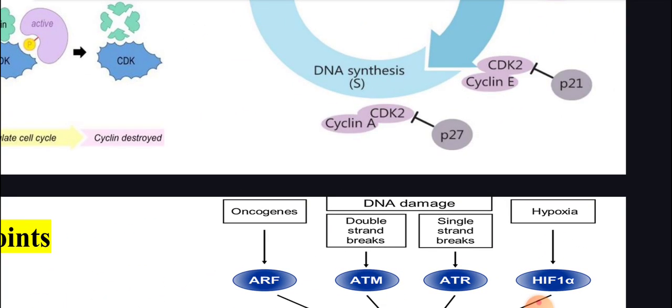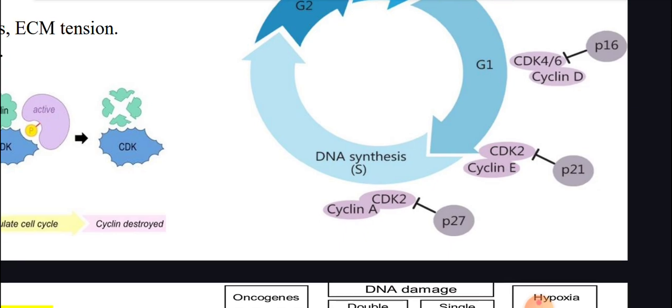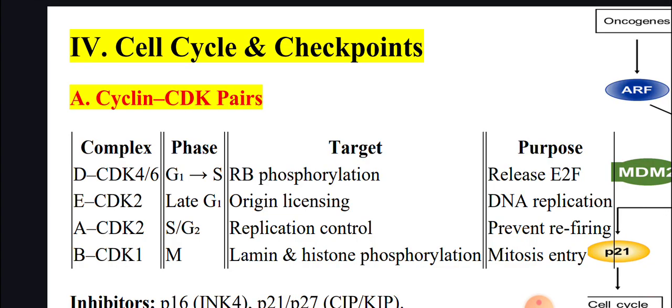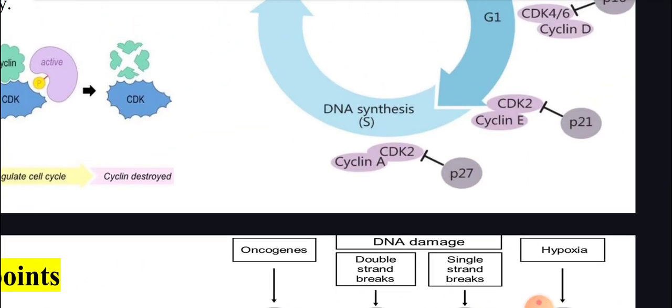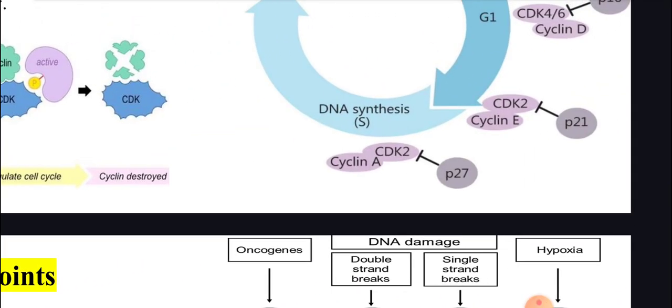Then cyclin E partners with CDK2. Cyclin E-CDK2 activity ramps up in late G1. It helps with origin licensing, preparing the sites on the DNA where replication will begin. It ensures replication starts correctly. And during S phase and into G2, cyclin A partners with CDK2 and later with CDK1, also called CDC2. Cyclin A-CDK complexes are important for controlling the progression of DNA replication itself and preventing the DNA from being re-replicated within the same cycle. They also help prepare for mitosis.